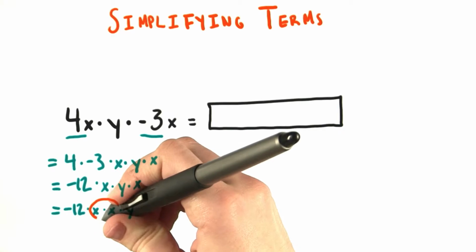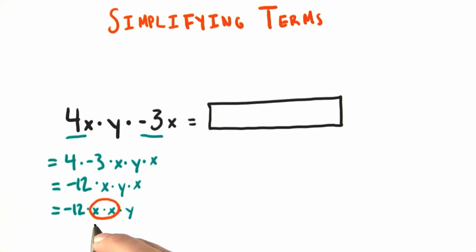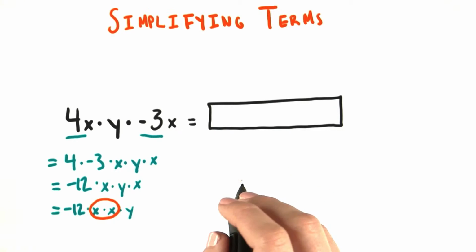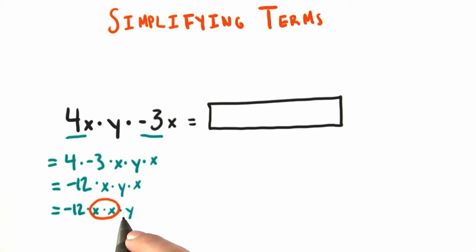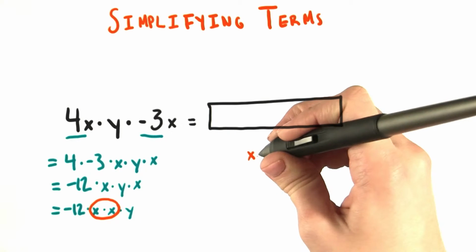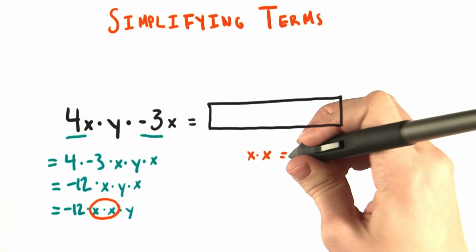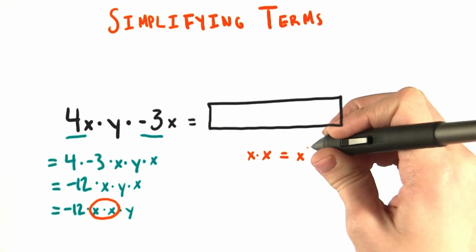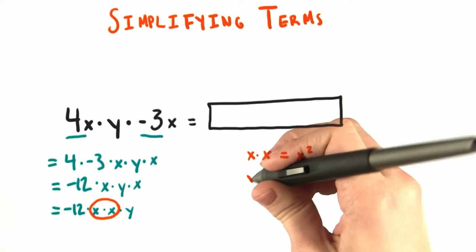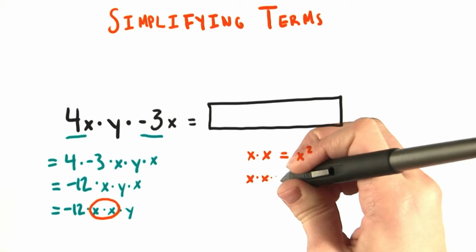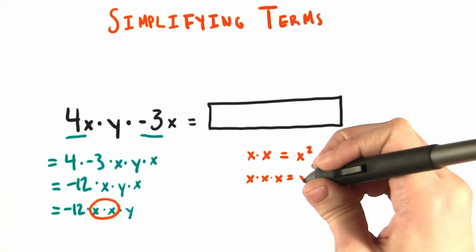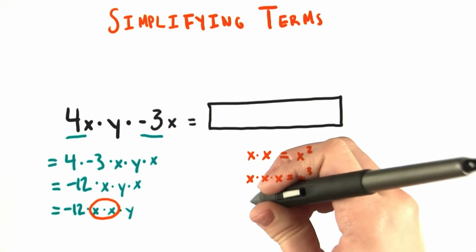This x times x is interesting. This is the first chance that we're going to get to use exponents. We've seen them already a few times in this course, but we haven't gotten to write our own factors with exponents in them. So this may seem like new material, or it may be review for you, but x times x can also be written with an exponent as x to the second power. In the same way, x times x times x is equal to x to the third, and so on and so forth.